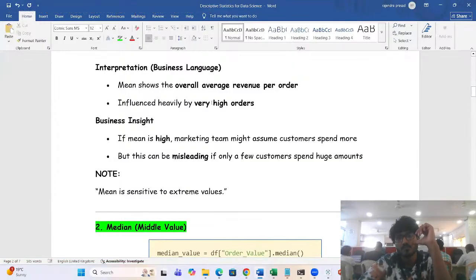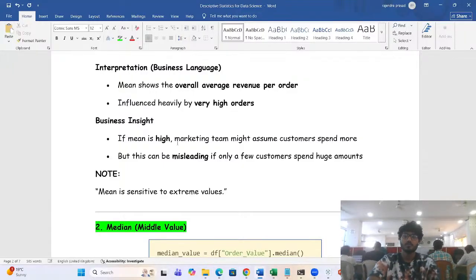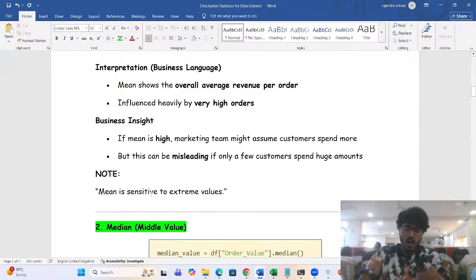It is influenced heavily by the very high orders. So the business insight is, if the mean is very high, then the marketing team might assume the customers are spending more. Irrespective of the problems, irrespective of the weather, whatever it is, if the average order amount is very high, the management team can decide the customers are spending more, and depending upon that you can take a decision. But this can be misleading if only a few customers are spending more and all the remaining persons are spending very little. You getting my point? So note, mean is sensitive to extreme values.